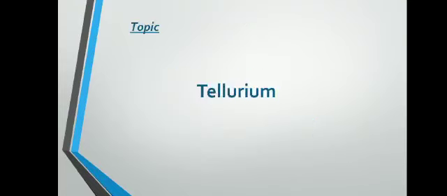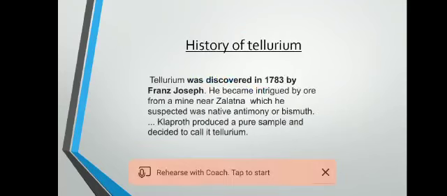Today's topic of my presentation is tellurium. First of all, we discuss the history. Tellurium was discovered in 1783 by Franz Joseph. He became intrigued by ore from a mine near Zlatna, which he suspected was native antimony or bismuth. Klaproth produced a pure sample and decided to call it tellurium.